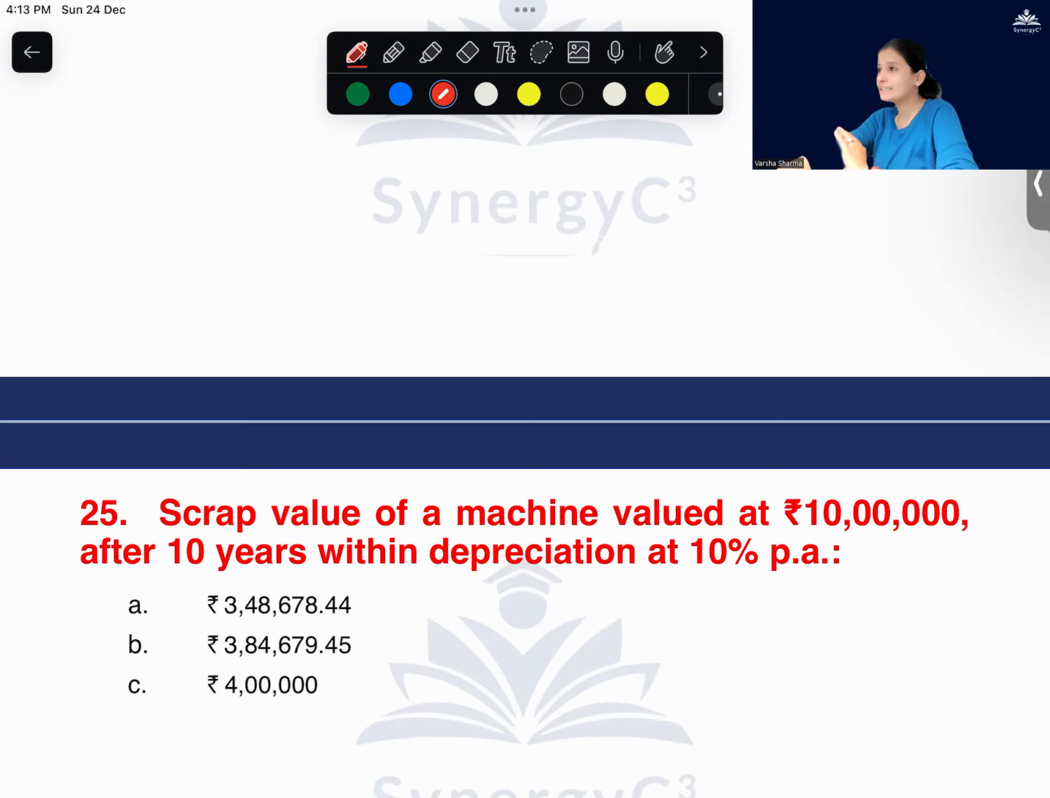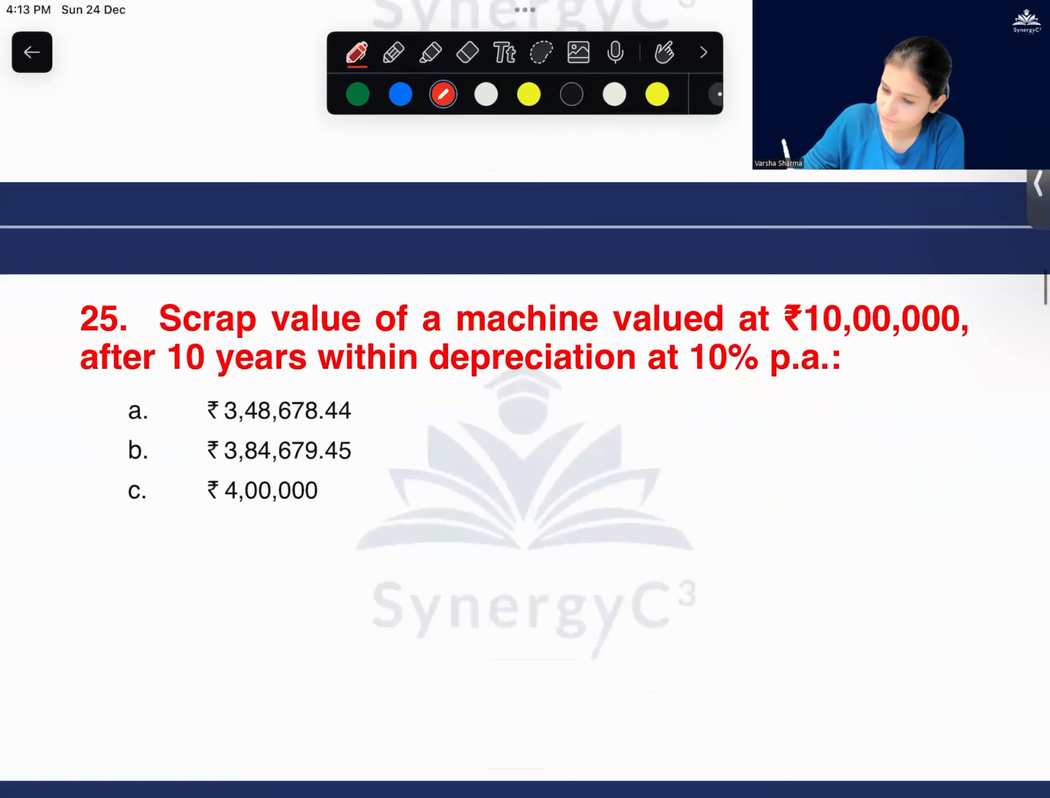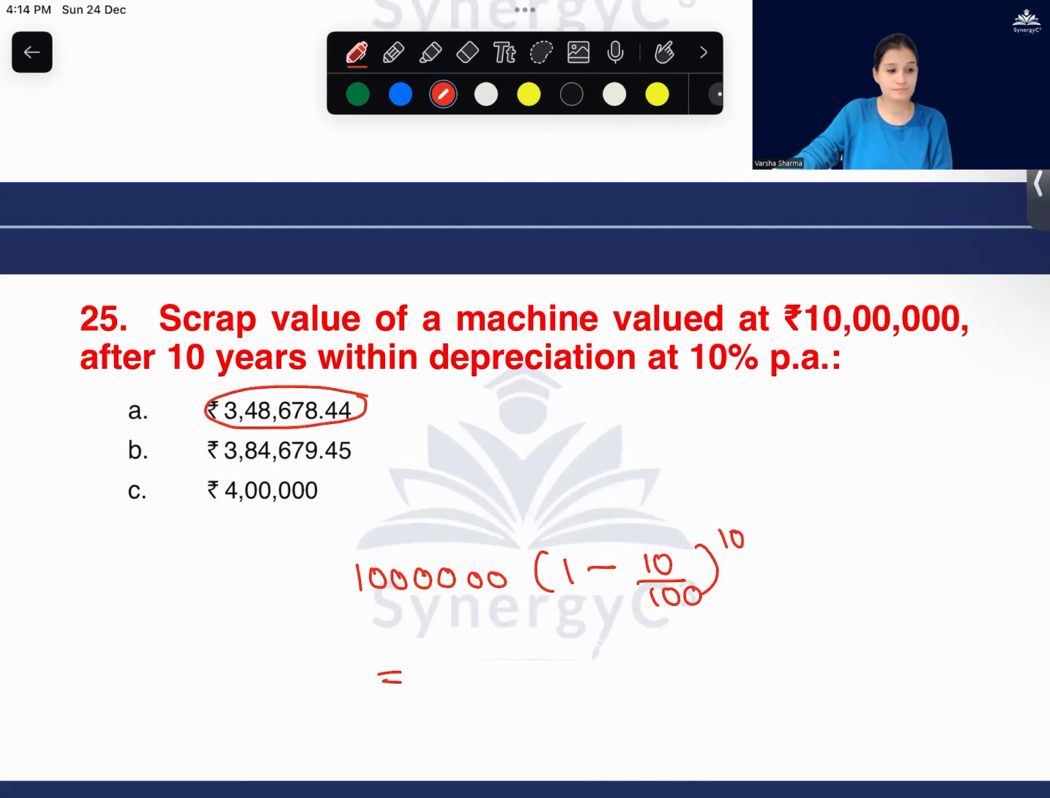Now the tricks and a little not-so-obvious questions. Depreciation. So 10 lakh, 1 minus 10% for 10 years. Option A, 10 times.